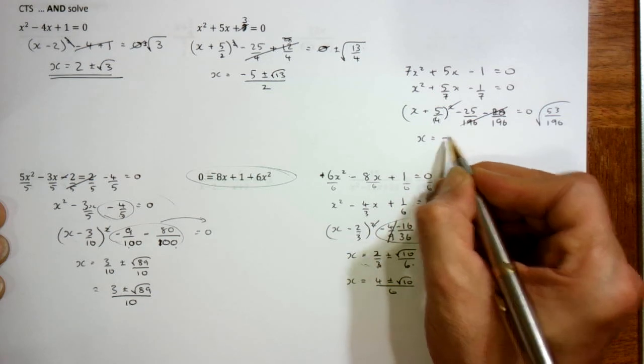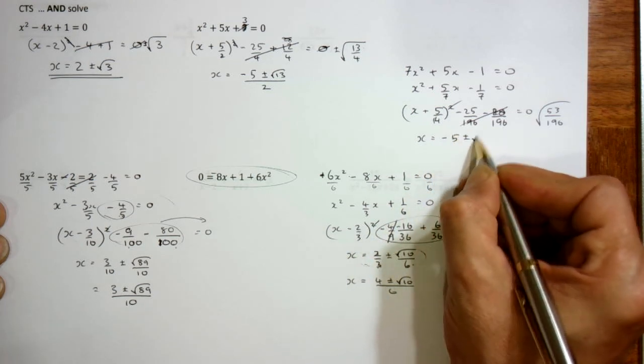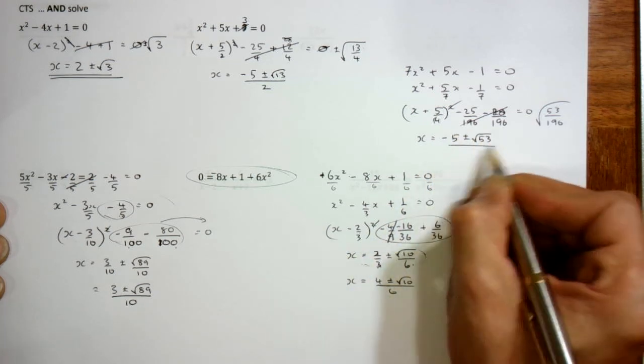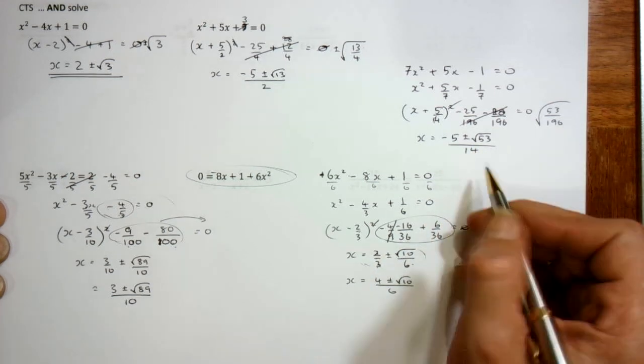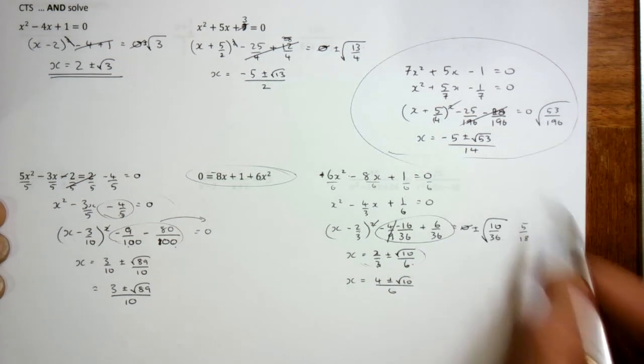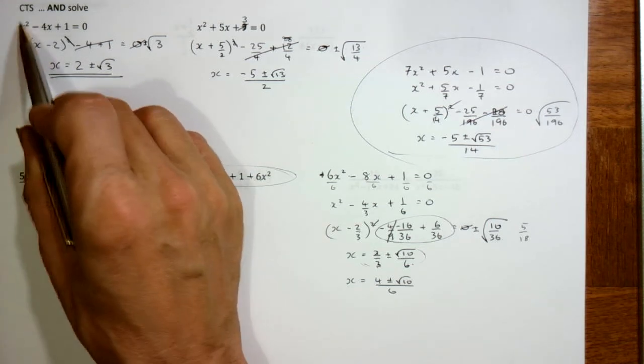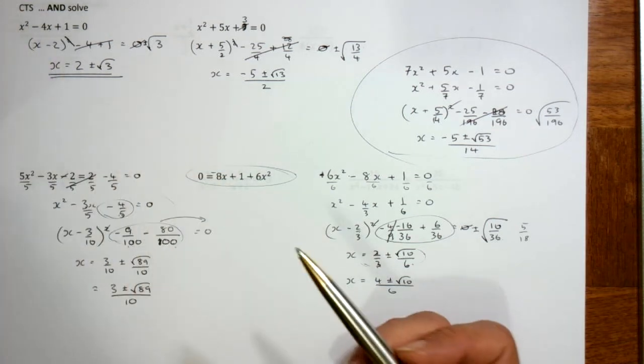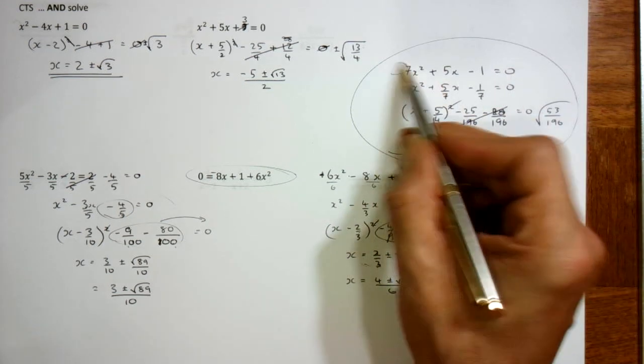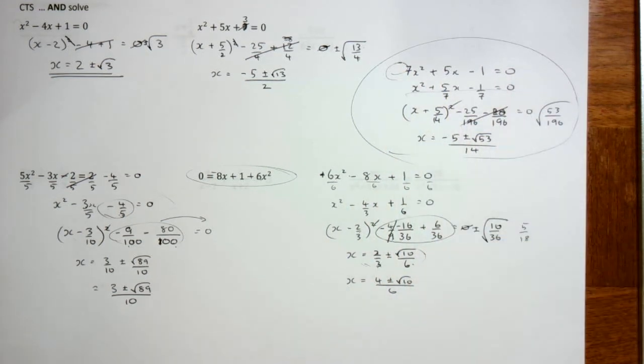So x is equal to minus 5 plus or minus root 53 all over 14, because the square root of 196 is 14. And in 3 lines, pretty much guaranteed. 2 lines if we haven't got a number of x squared, if it's just 1x squared. 3 lines if we do have a number of x squared. The first line is easy, piece of cake.